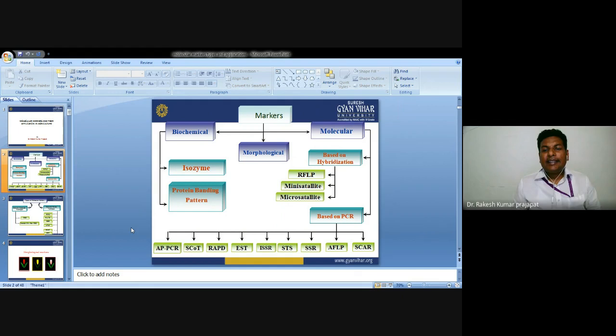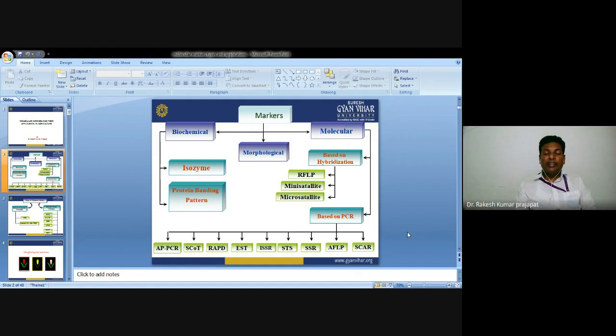Then further, as technological advancement, a few more molecular markers have been developed by using the PCR. Everybody is very well aware of the PCR, that is polymerase chain reaction. You know very well, this PCR technique was discovered and developed by Kary Mullis in 1983. PCR is nothing but a thermal cycler.